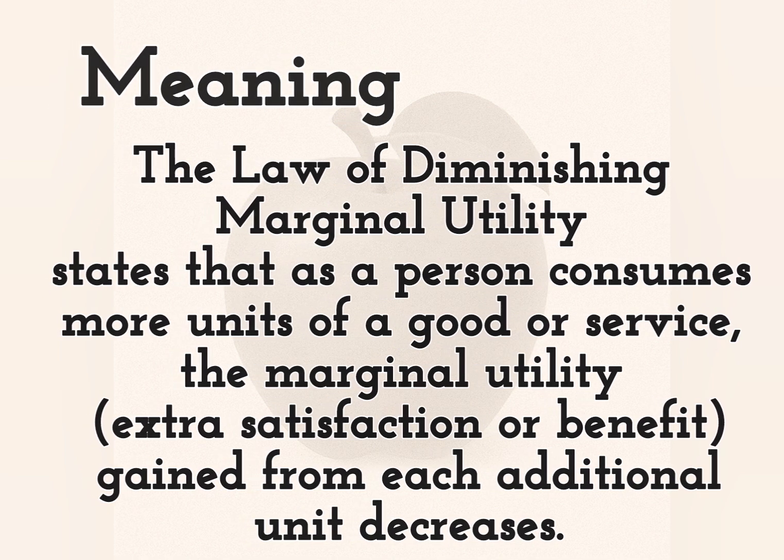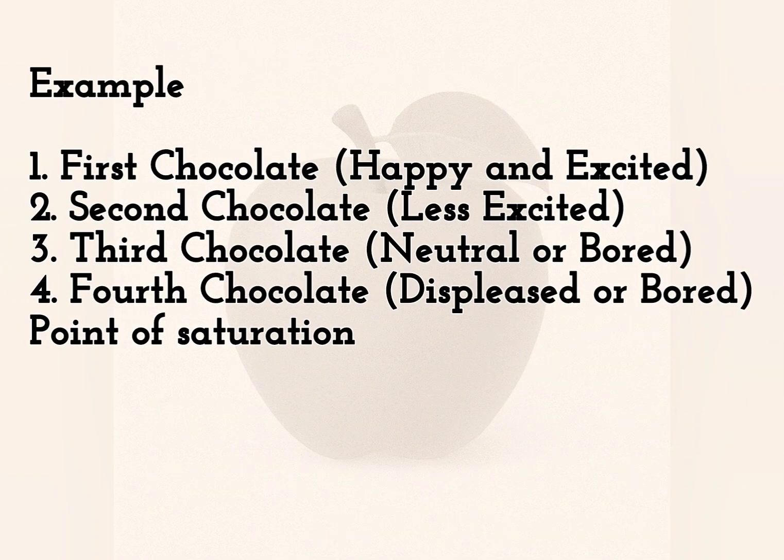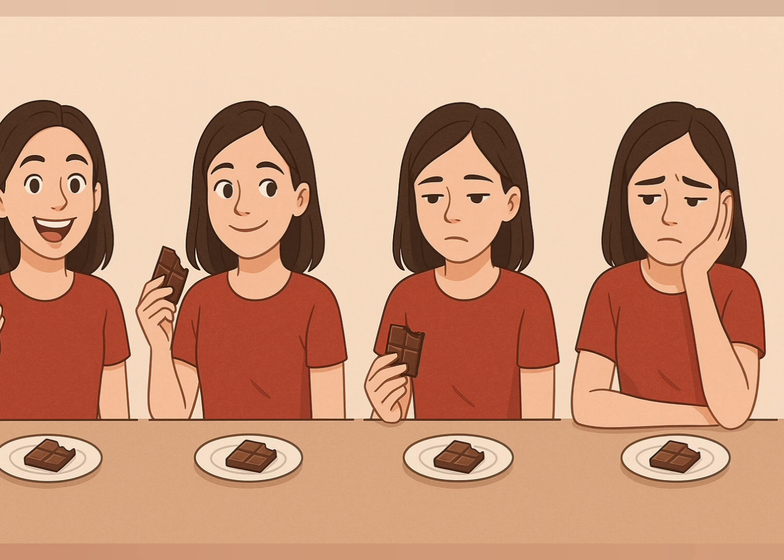Here's an explanation for the girl's expressions after eating chocolates, representing the law of diminishing marginal utility. First chocolate, happy and excited. She's excited and enjoys the chocolate very much. She gets high marginal utility. Second chocolate, less excited. She still enjoys it, but with less excitement. Marginal utility decreases compared to the first chocolate.